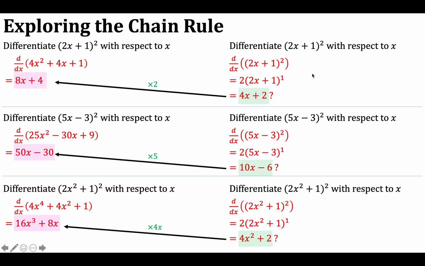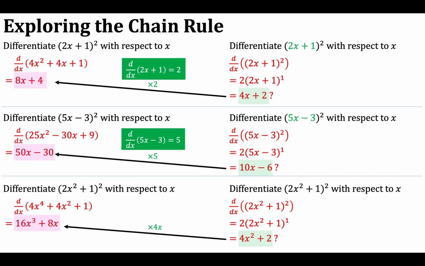If we look back at the first one, what was inside the bracket was 2x plus 1. The derivative of 2x plus 1 is 2. If we look at the second one, inside the bracket was 5x minus 3. The derivative of 5x minus 3 is 5. And for the last one, inside the bracket was 2x squared plus 1, and the derivative of 2x squared plus 1 is 4x. And what we've just done is we've discovered the chain rule.